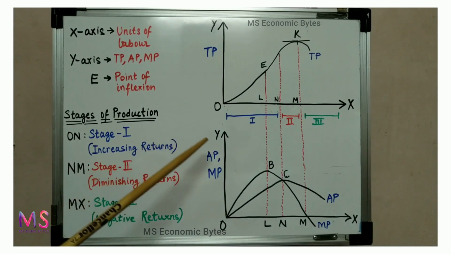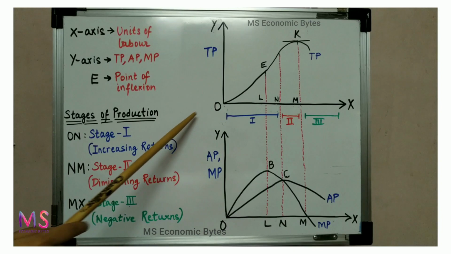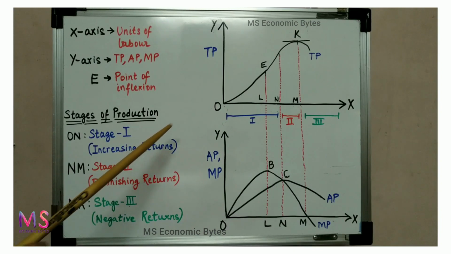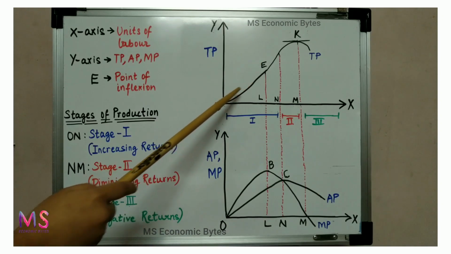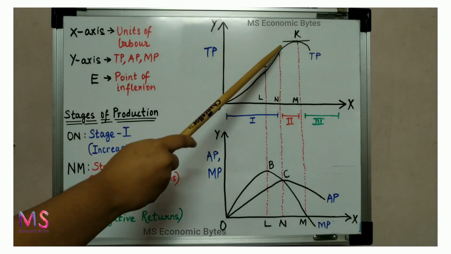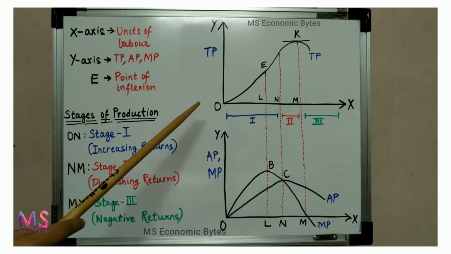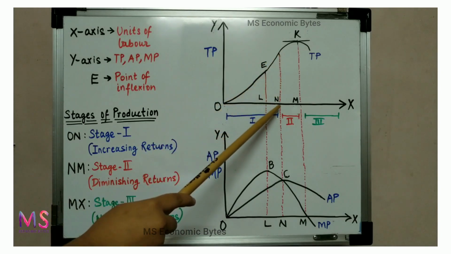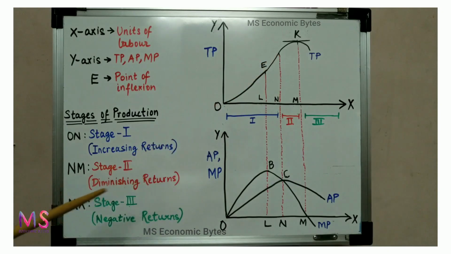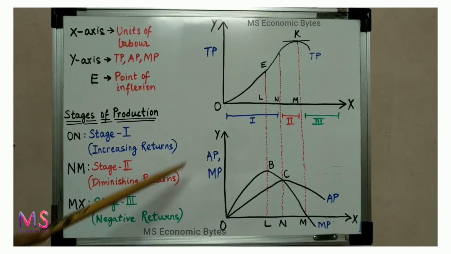Why is it known as the point of inflection? Because at that point the curvature of the curve changes. Before point E, it was increasing at an increasing rate. In both cases it is increasing, but from O to E, it was increasing at an increasing rate, and from E till the end of stage 1, it was increasing at a diminishing rate. That changes at point E, the point of inflection. So it is the point where the curvature of the curve changes.